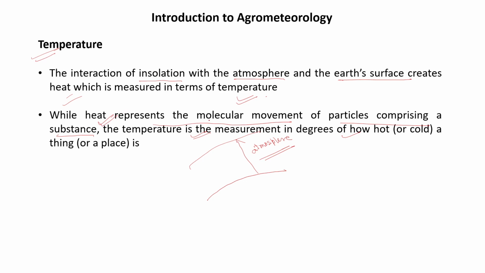Okay, so heat represents the molecular movement of particles comprising a substance. So transfer of the heat is there from particle to particle, right? And that is measured, and then it is called temperature. So we say that this is the temperature. So the degree of hotness or coldness of a substance or a place is measured in temperature.